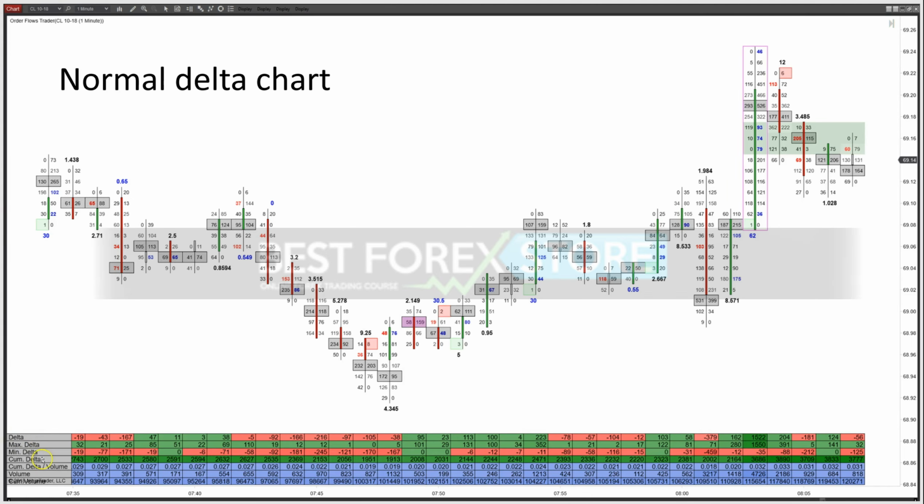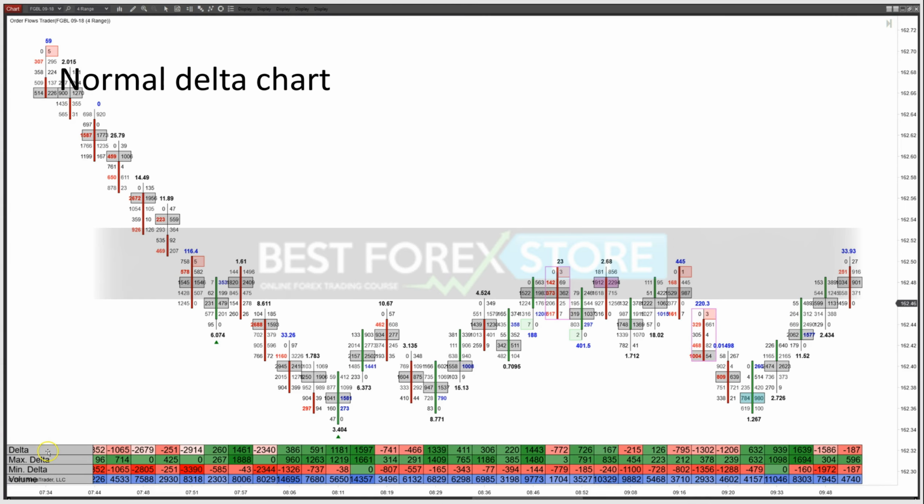Now, again, there's different information. There's delta, max delta, min delta, cumulative delta divided by volume, total volume. I don't use all of those. I stick to delta, max delta, min delta, and volume. Your software should allow you to adjust what you want to see. And again, I don't like to look at information I'm not going to use. That's why I stick with these 4 pieces of information.